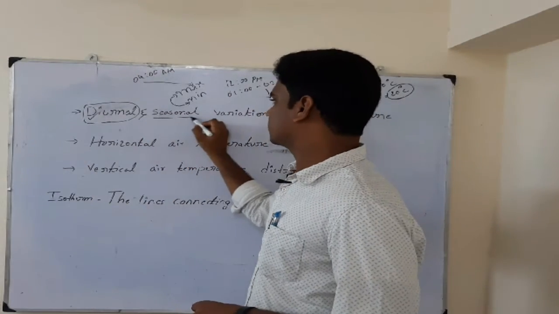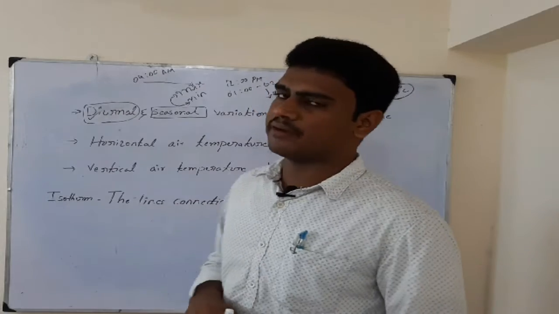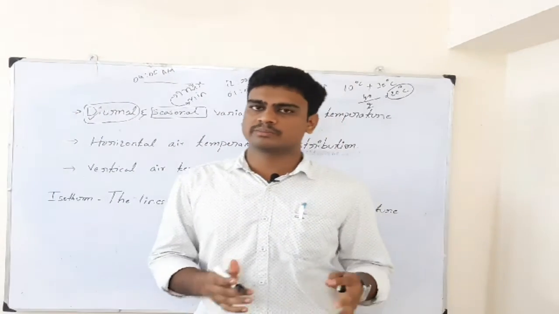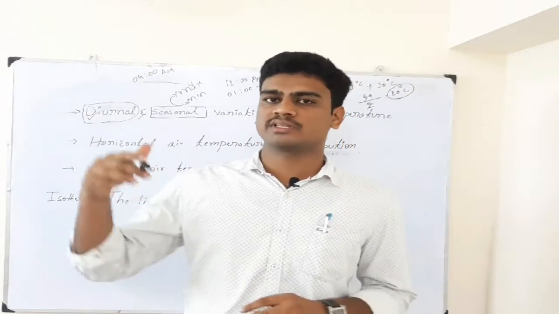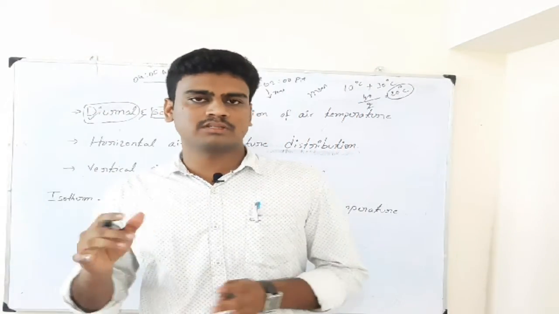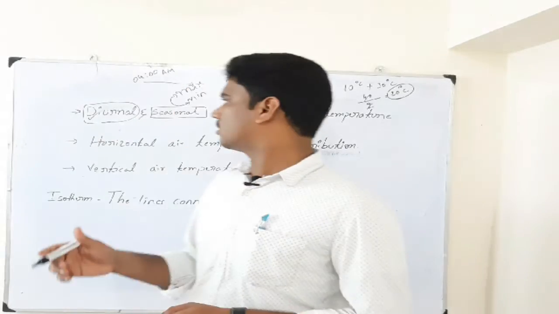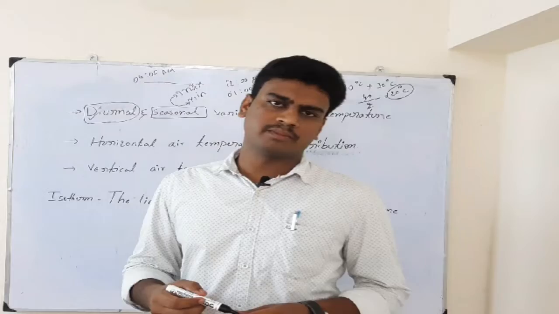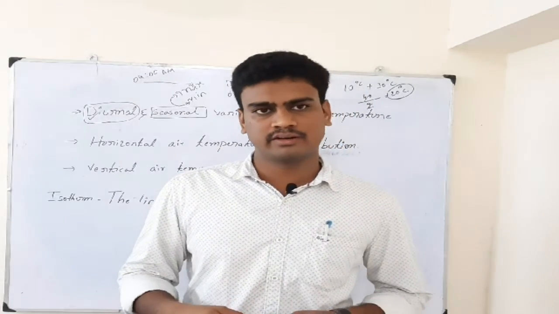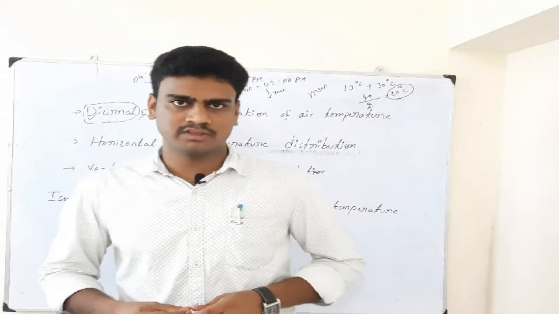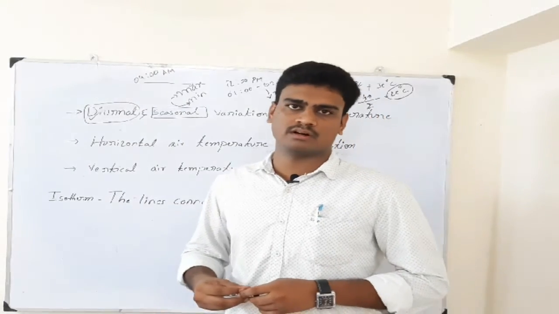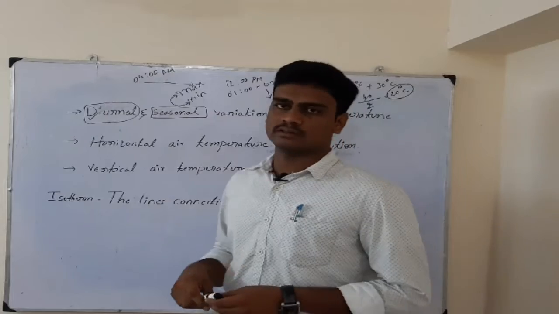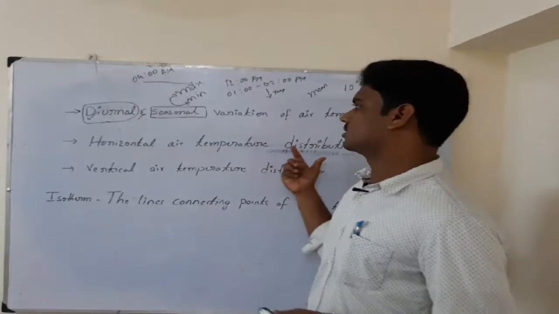Then the next one is seasonal variation. Every season there will be variation in air temperature. For example, in winter season the temperature will be very less, but in summer season the temperature will be very high. From season to season variations are there, and that we call seasonal variation in air temperature. Why is the temperature very high in summer and very less in winter? It is all about how the earth is revolving around the sun, which I explained in the last class. That is one of the major reasons why the temperature varies from season to season.